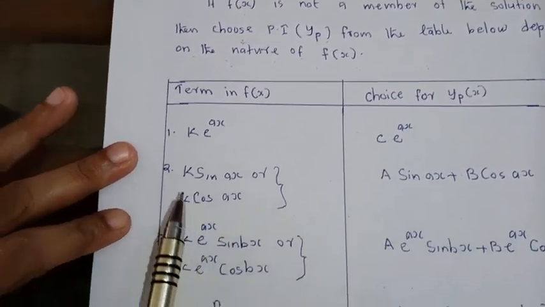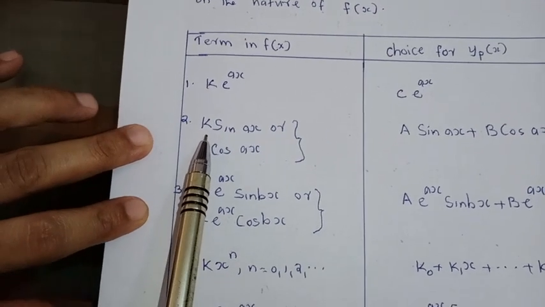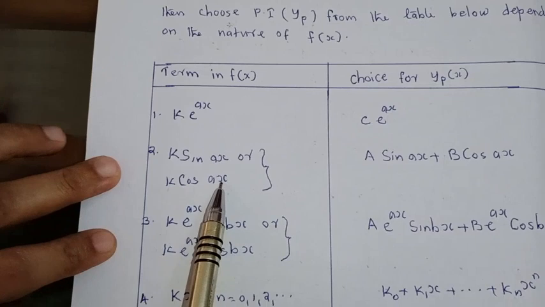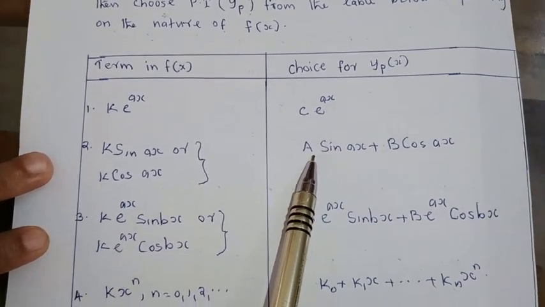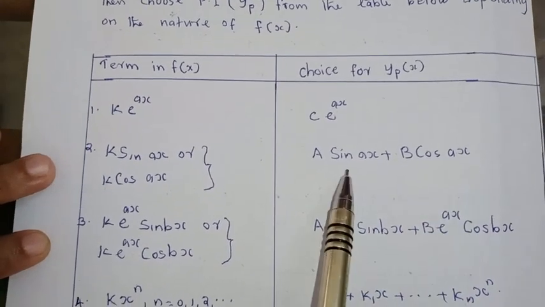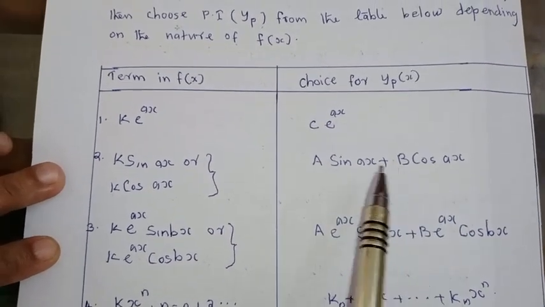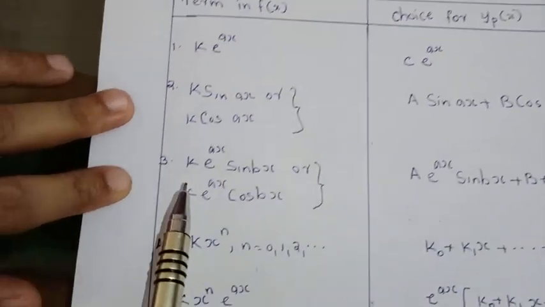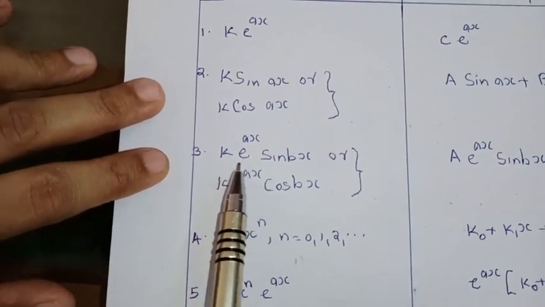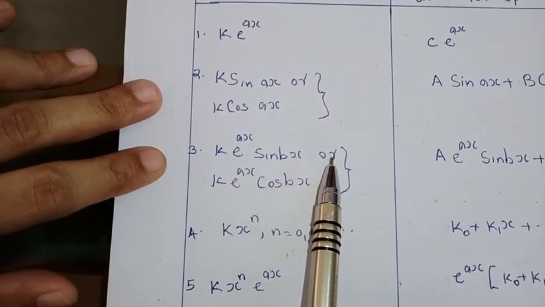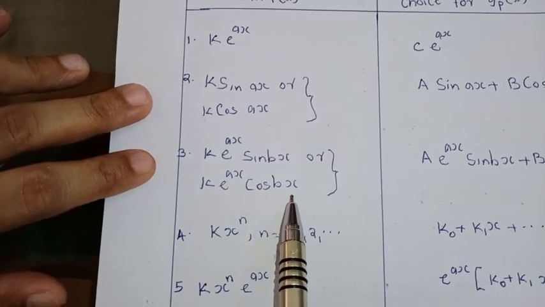Now suppose your f(x) is some k sin ax or k cos ax. You select yp as a sin ax + b cos ax. Here we are introducing two constants a and b that we should find later. Now the third form. Suppose your f(x) is k e^(ax) sin bx or k e^(ax) cos bx.